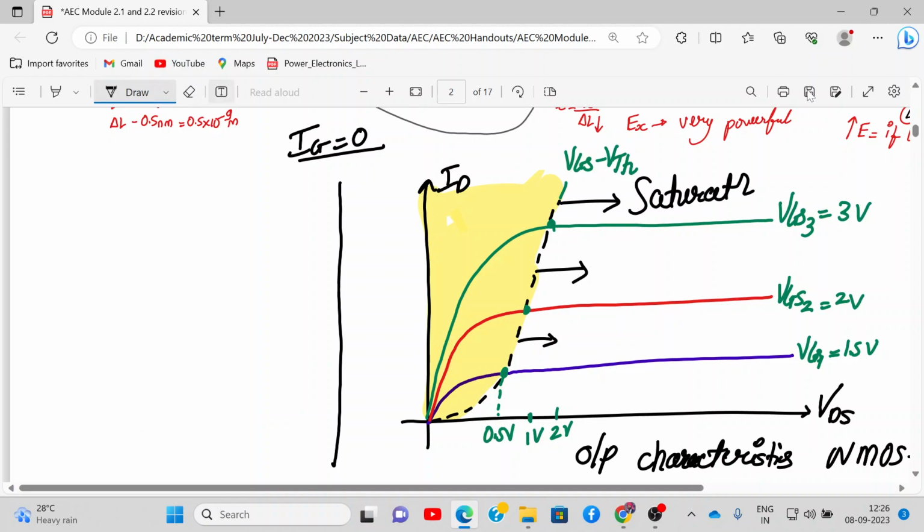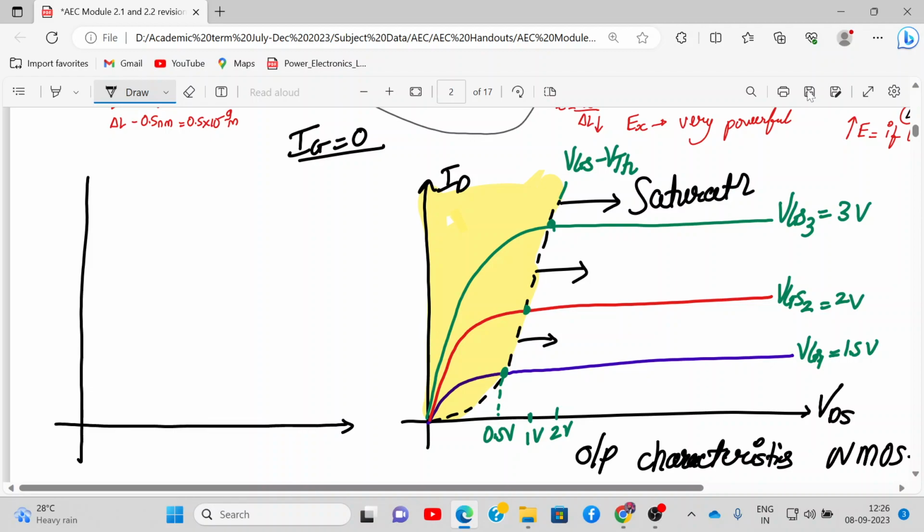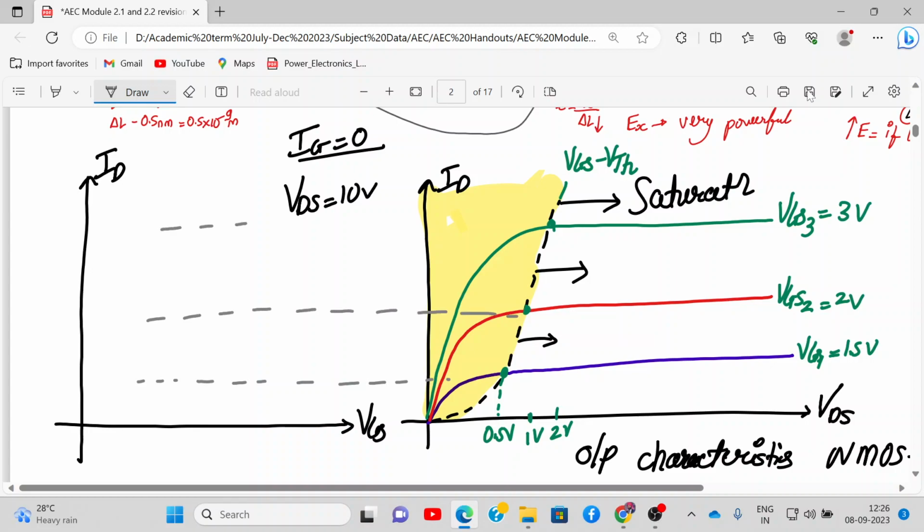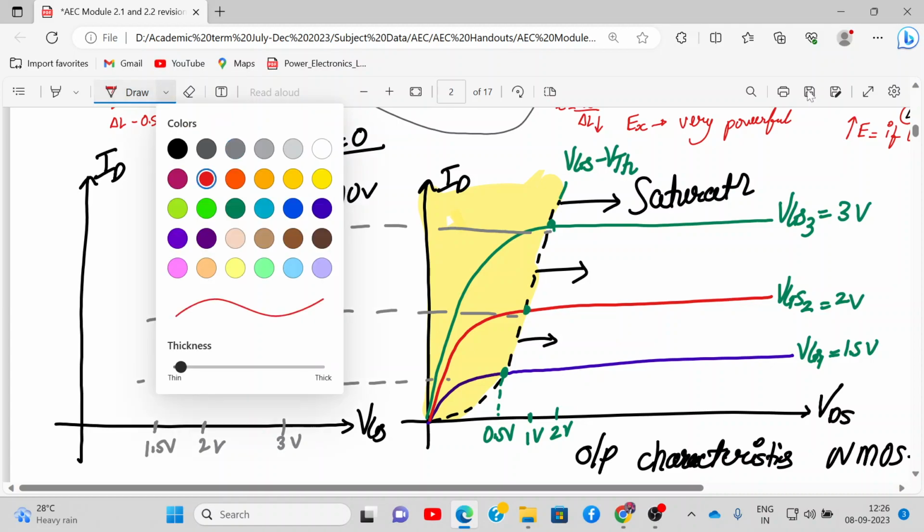Let me draw the transfer curve. This we assume at VDS equal to, let's say, 10 volt. Okay, and we draw ID versus VGS characteristics. So we take the points from here only. So what is VGS over here? 1.5, right? Somewhere around 1.5 volt. Here it is 2 volt and here it is 3 volt, and we join the points together. You extrapolate these points, and that's how you get the graph.